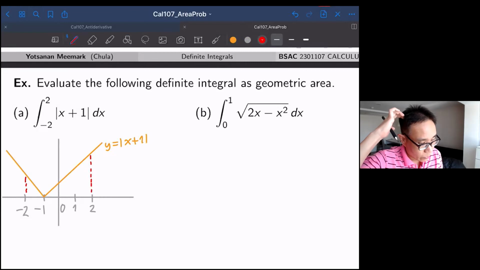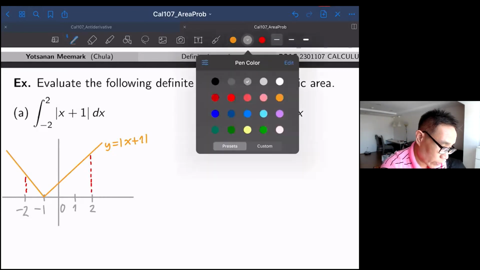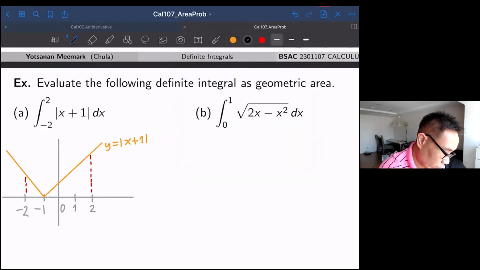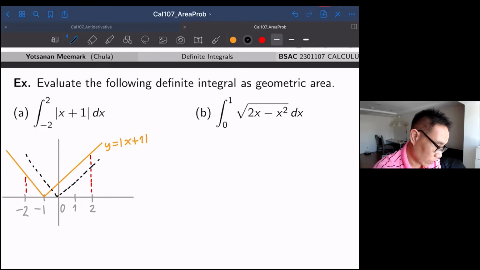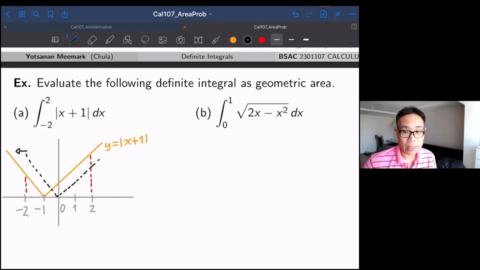Okay, so you may ask me, hey, how would you know this one? You know this from y equal to |x|, right? y equal to |x| is this graph. And you have a horizontal translation to this -1. Okay, so that's the way to obtain the graph.